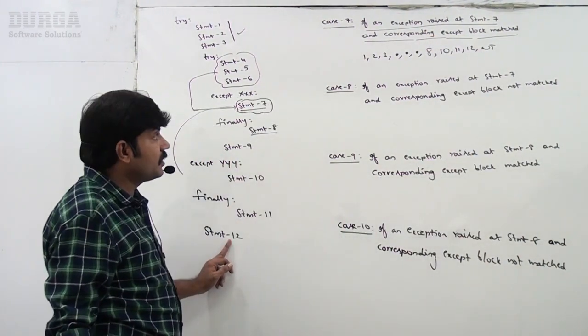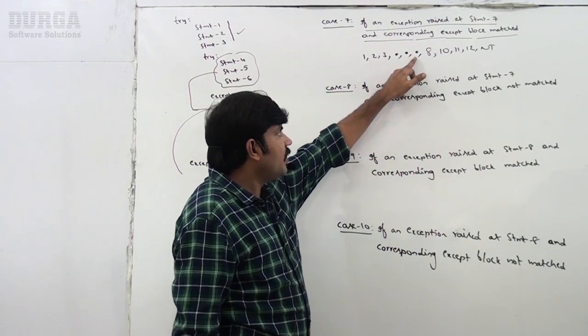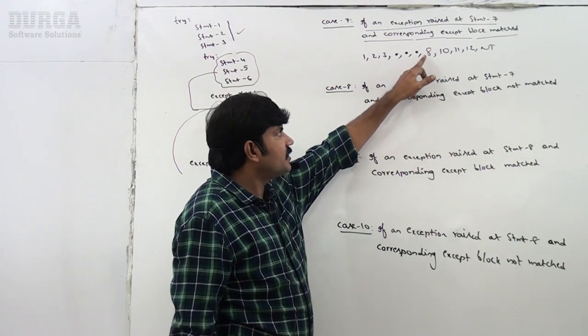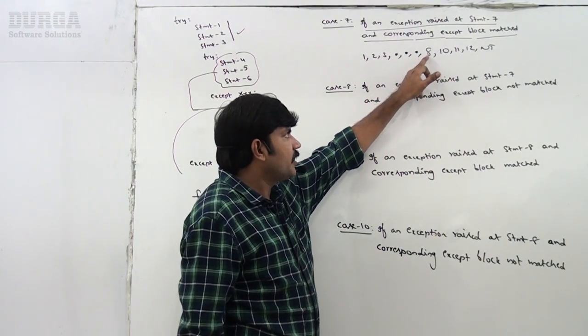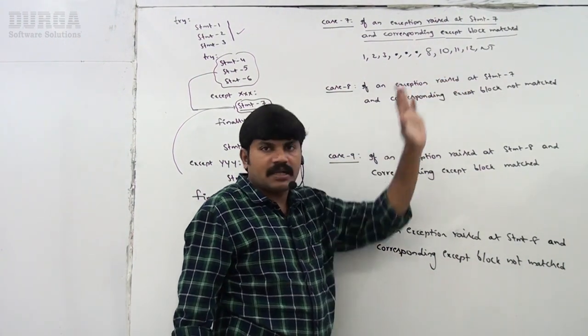Remember this very carefully, sir. So what is the flow? 1, 2, 3. Sir, 4, 5, 6 may or may not. Sir, next while executing 7 the problem came. Now finally block 8 and then outer except block. Outer finally, remaining statements, normal termination.